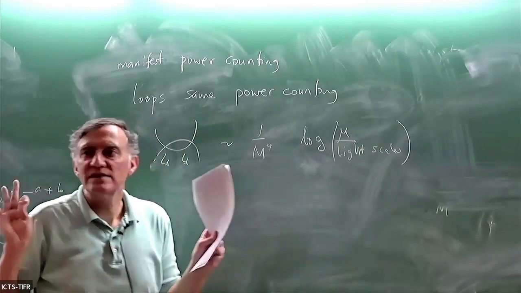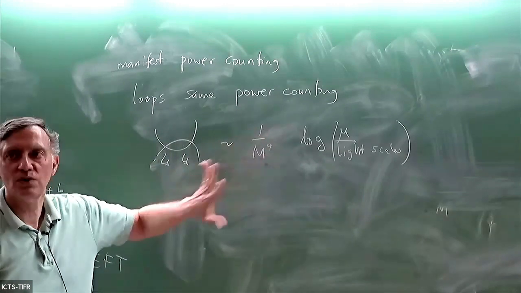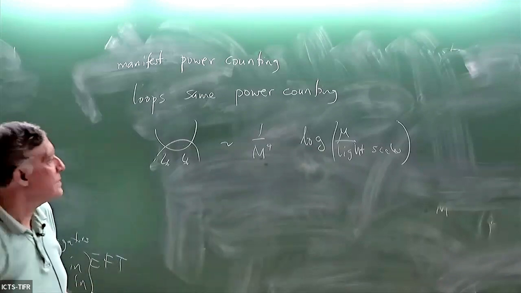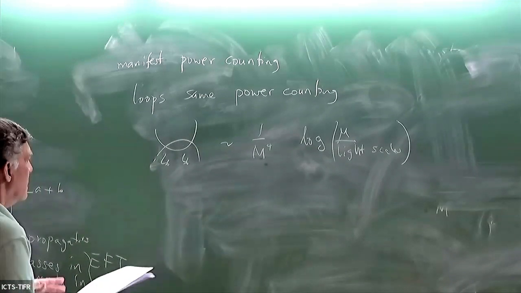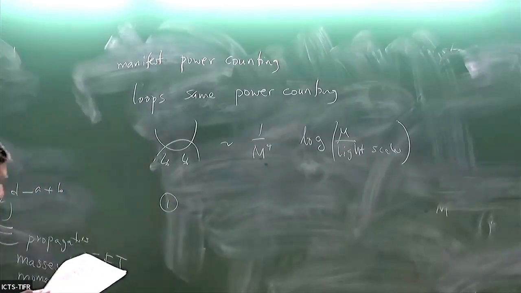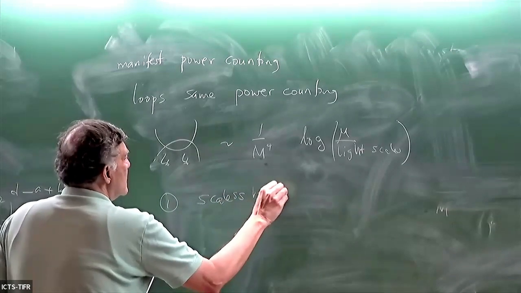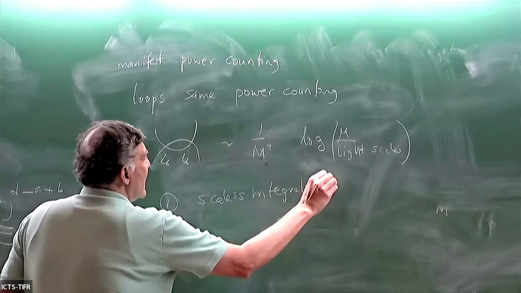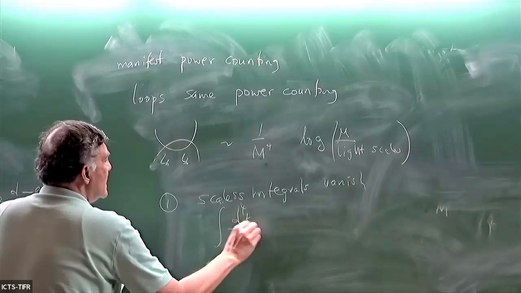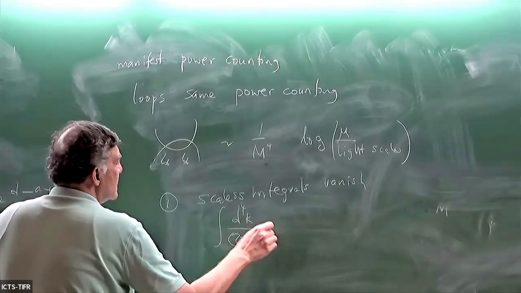Basically, there are no heavy scales anywhere except explicitly in the coefficients where there's some power of m, and that's the only place where m's occur. So one of the consequences of this, which is very helpful, is that what are called scaleless integrals vanish. So integrals like d4k over 2 pi to the fourth is 0.